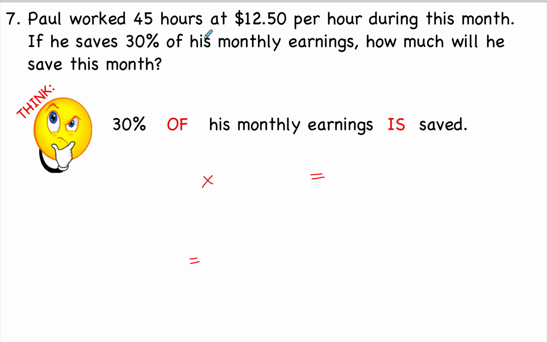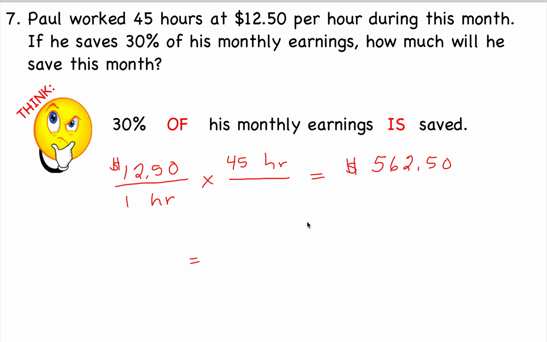Paul worked 45 hours at $12.50 per hour during this month. If he saves 30% of his monthly earnings, how much will he save this month? Well, first of all, we have to figure out how much he made. He worked for 45 hours, and every hour he worked, he got $12.50. So here's his rate times the number of hours gives us how much he made this month. So that's what we call his gross earnings. Now he's going to save 30% of that. So we want to know how much he's going to save. So 30% of his monthly earnings is saved.